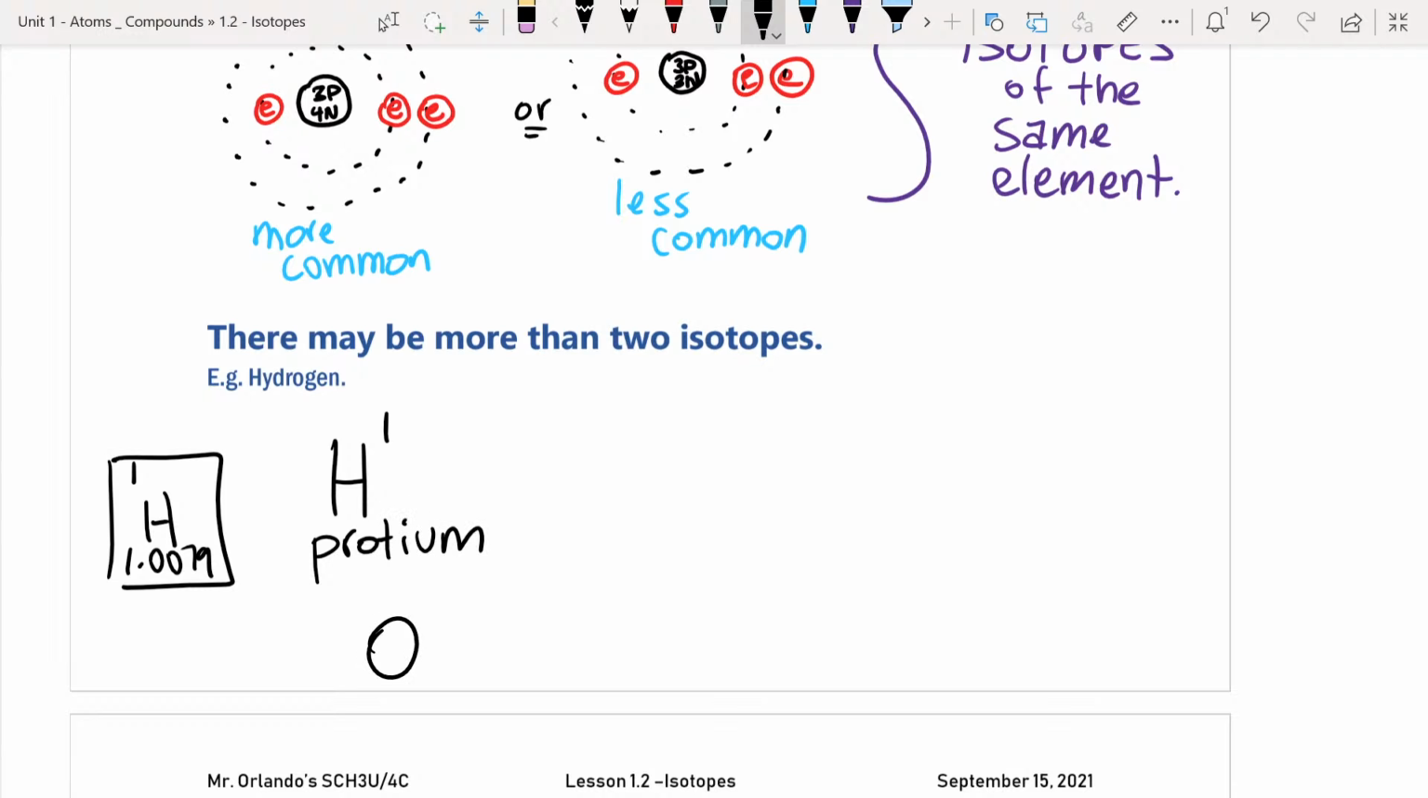And protium has 1 proton, no neutrons, and a single electron floating around. That's called protium.